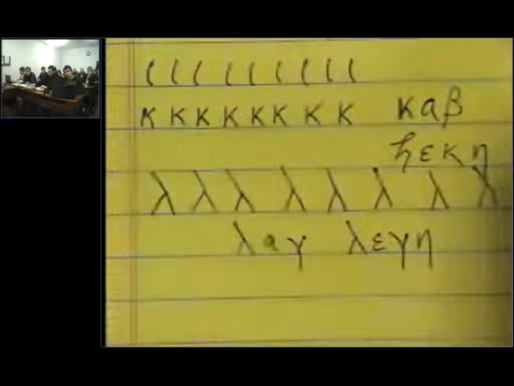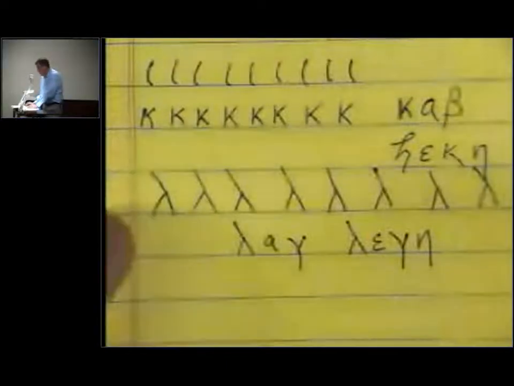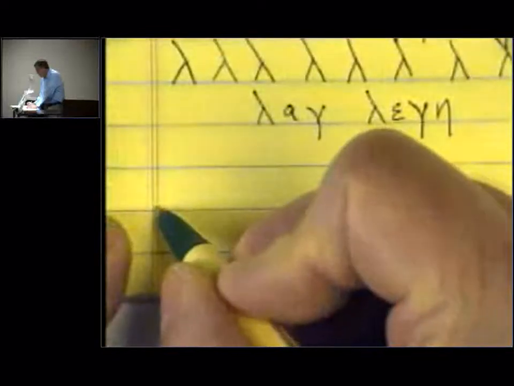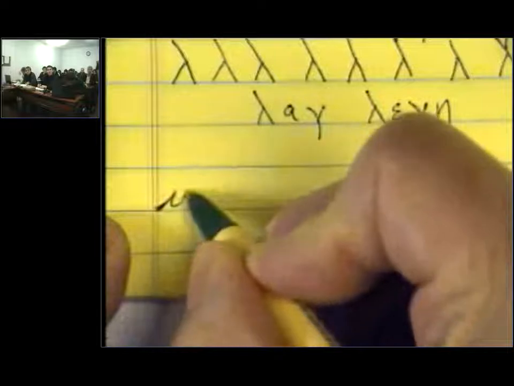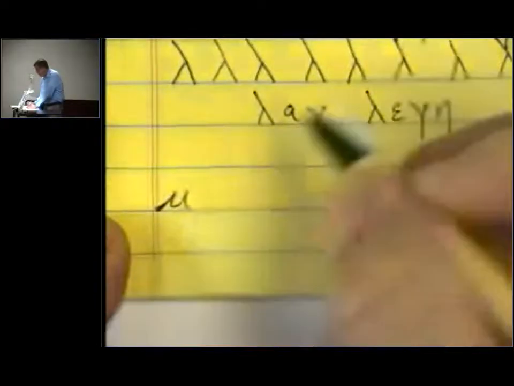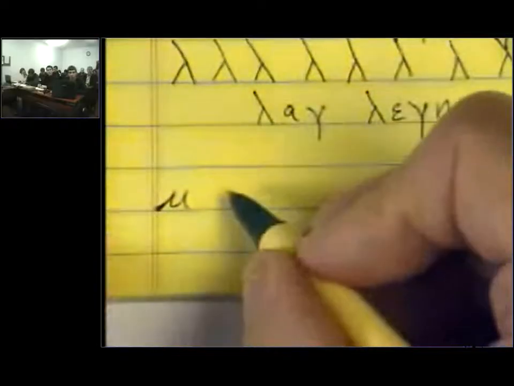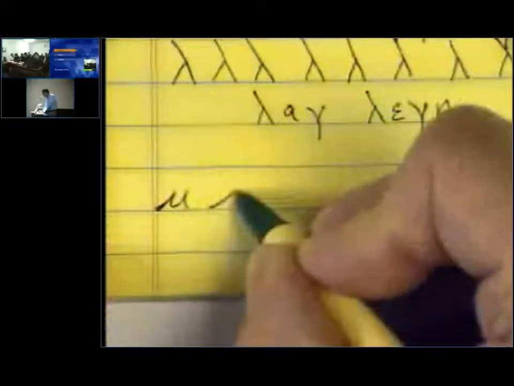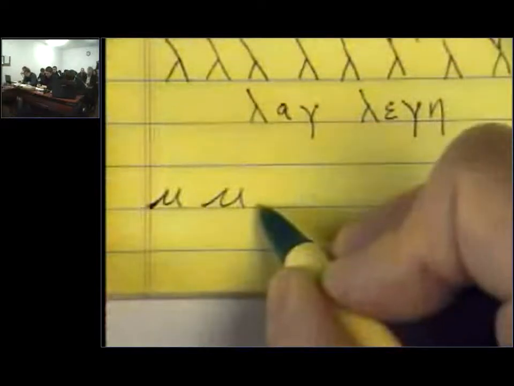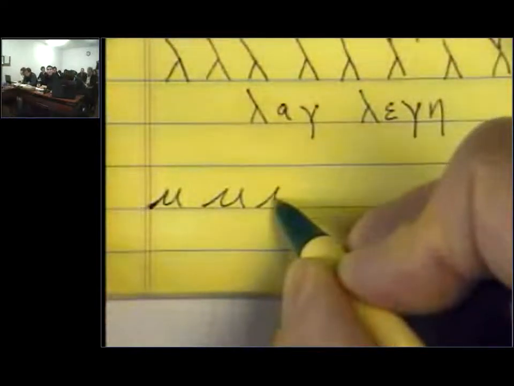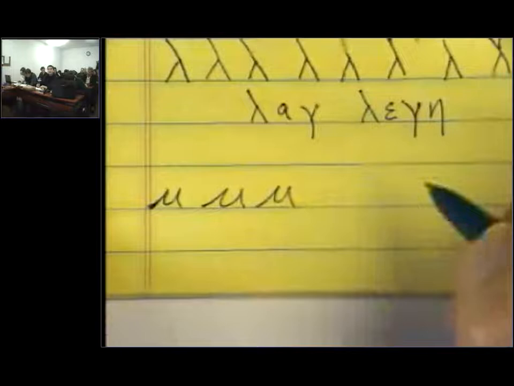Then we have mu. Now this one, we're going to start at the bottom, come up, and back to the line. We come up, make a little curve, and back to the line. This is how it is usually written.